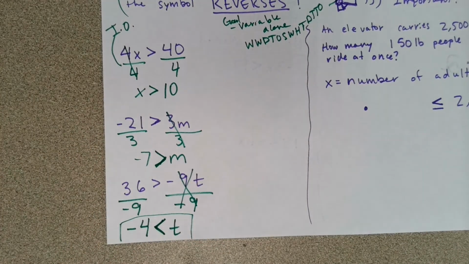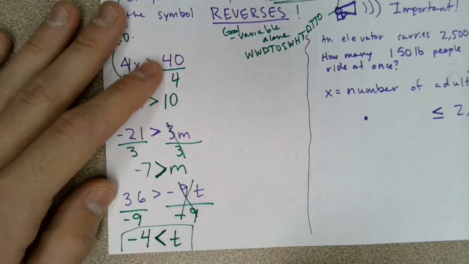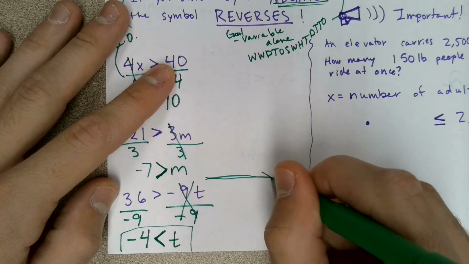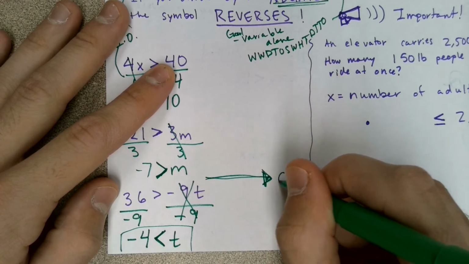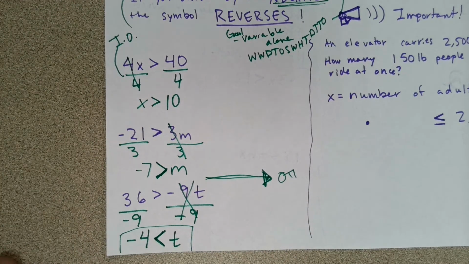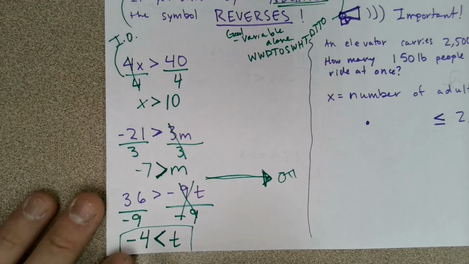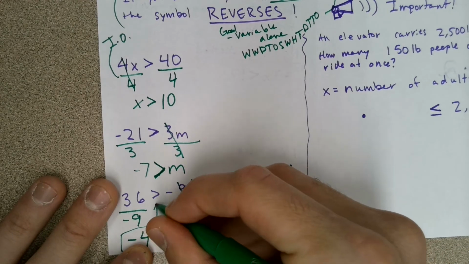We flipped that. We divided by a negative number. We flipped that. If you need an example in your notes, this is the example to have right here. This is it. This is our key example. We divided by a negative. We flipped the symbol. Notice how that symbol flipped.